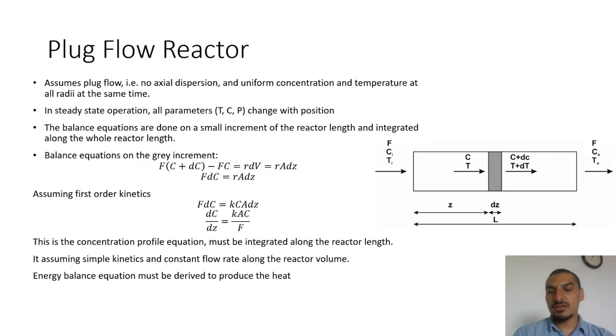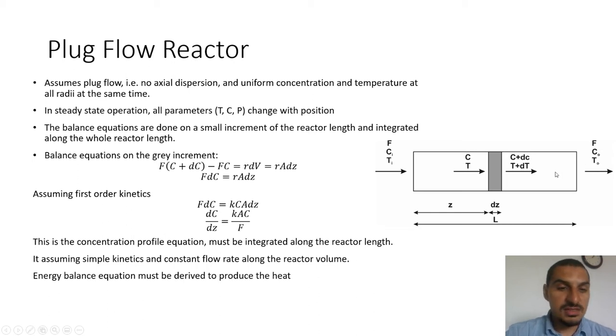The plug flow reactor is the second type of reactors, and as you see, it's like a tubular reactor. Sometimes it's called a tubular reactor. In this tubular reactor, the feed enters the reactor from one side, goes inside, and comes out from the other side with the concentration and temperature of the output stream.